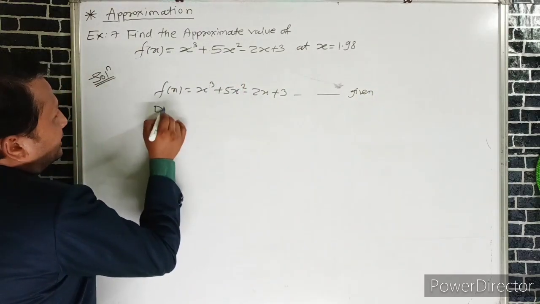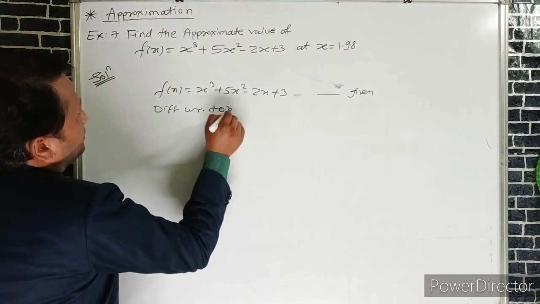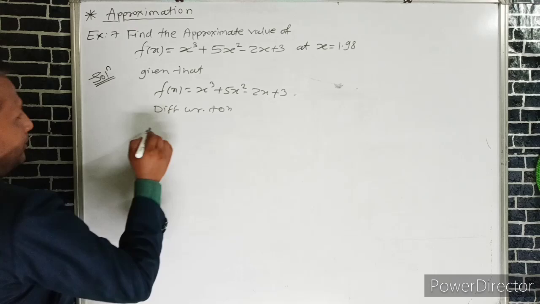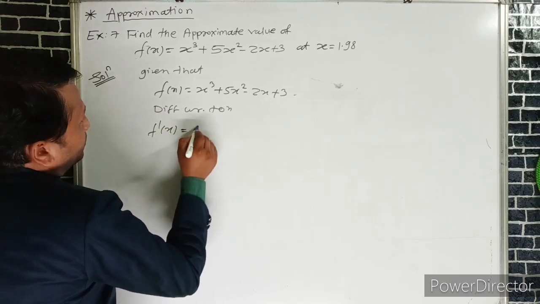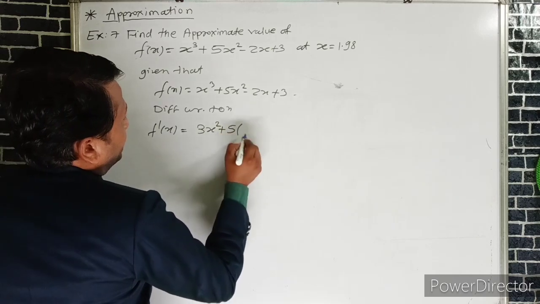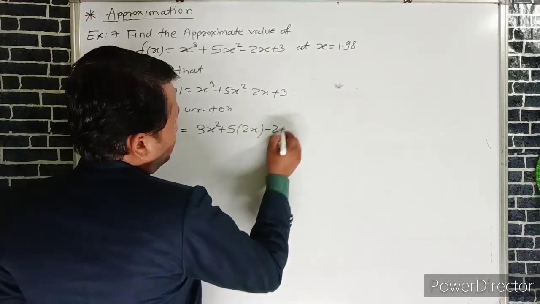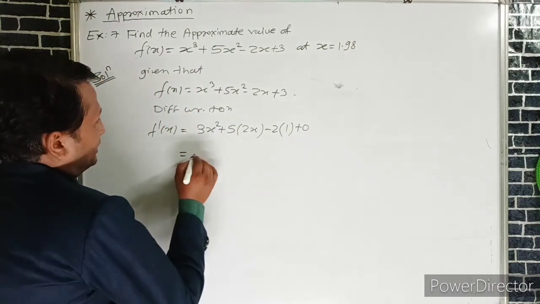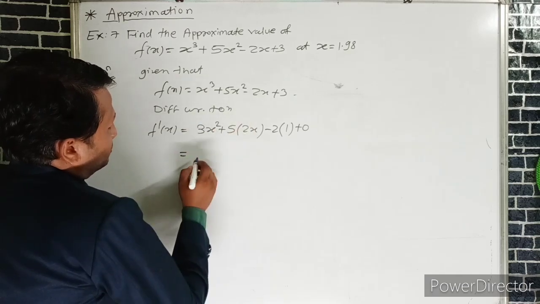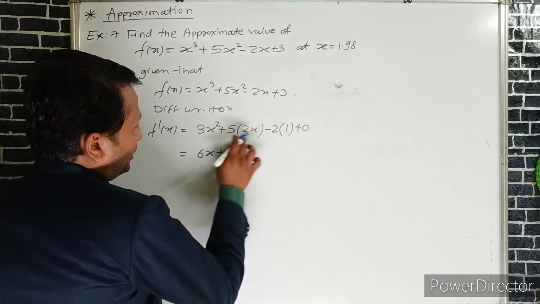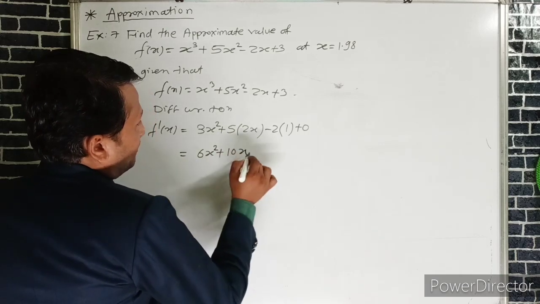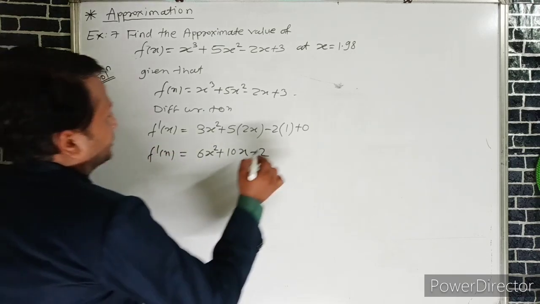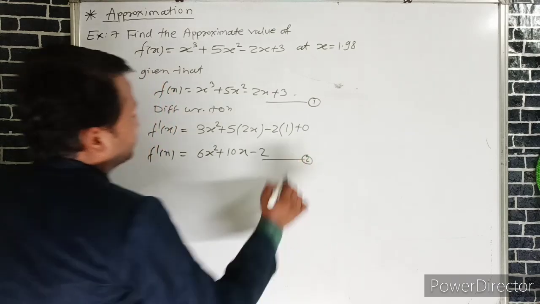If we differentiate with respect to x, we can write the derivative of f of x, which is f dash of x: derivative of x cube is 3x square, plus 5 into the derivative of x square, which is 2x, minus 2 into the derivative of x, which is 1, plus the derivative of 3, which is 0. Here we can write 3x square, and the derivative of 3x square is 6x, plus 5 into 2 is 10x, minus 2 into 1, which is 2.